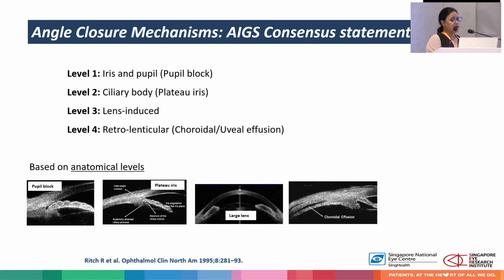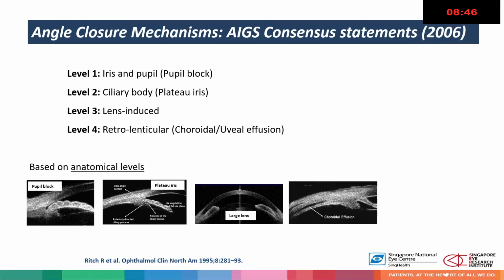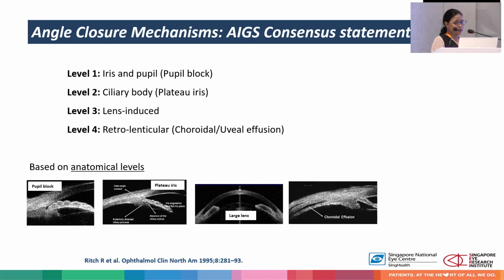Based on the AIGS consensus statement, AIGS is the Association of International Glaucoma Societies, angle closure mechanism is characterized as being caused by forces acting at 4 anatomical levels. Level 1 is at the level of the iris and pupil, that's pupil block. And level 2 onwards is forces acting behind the iris, which means that the difference between ASOCT and UBM is that UBM allows imaging of the structures behind the iris. So in terms of UBM, I'll be talking about plateau iris and retroreticular, that's uveal effusion.